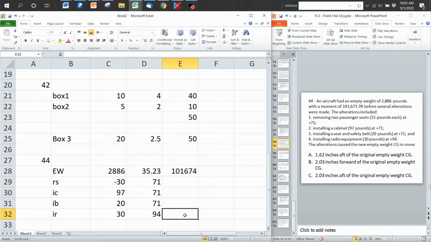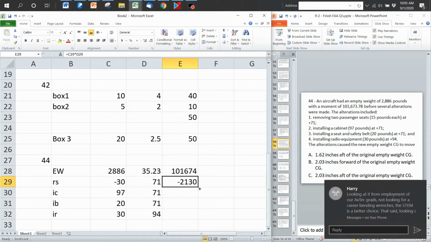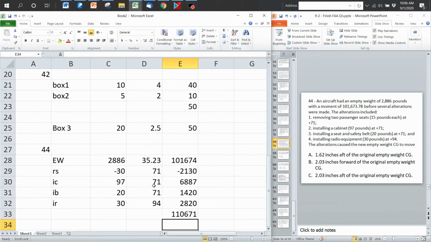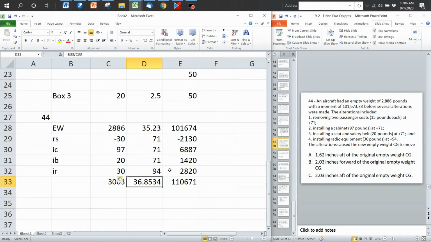And now this becomes a pretty normal problem, where I come over here and I hit my equal button, and I multiply out my cells, and then I pull my cells down, and I sum everything up, and I get my new CG, 36.85. But now I need to know how much did my CG move.